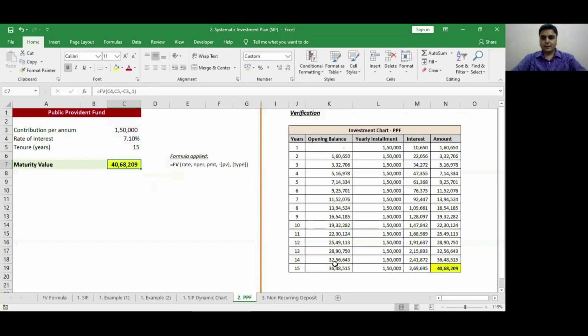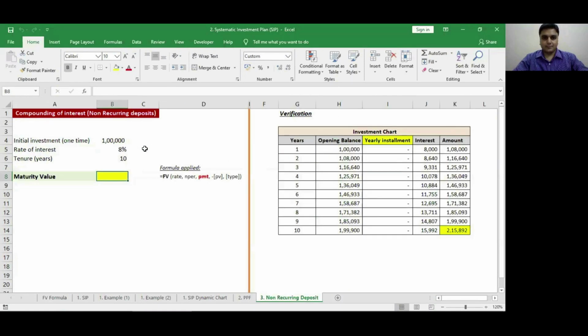We can also verify this from this chart. Here the opening balance was nil. Yearly installment is 1.5 lakhs. I've applied 7.1% as the interest rate. The total amount would be this at the end of first year. So if you see at the end of 15th year, the closing balance is exactly same as calculated by this formula. Let's discuss another example.